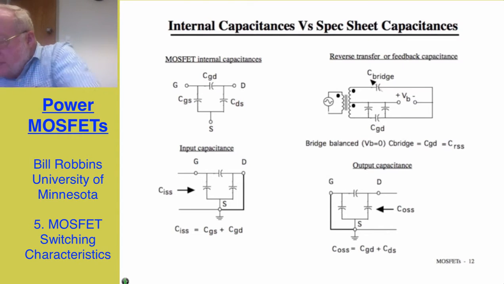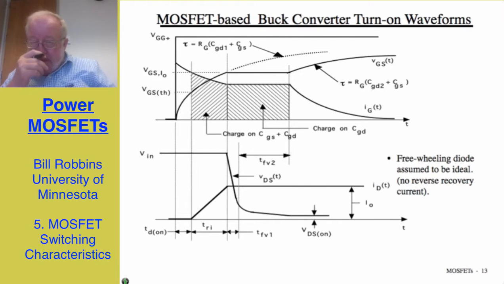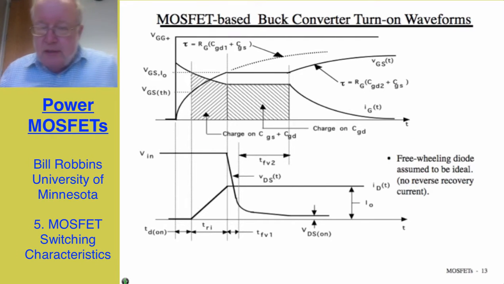Alright, now we get down to the important details, which are, if I turn the MOSFET on and off, what do the waveforms look like? Well, here is the MOSFET-based buck converter at turn on. At t equals 0, I ramp up the driving voltage from 0 to V sub GG plus in a step function-like manner. However, the gate to source voltage doesn't immediately jump because we're charging up the gate to source terminals through that resistor R sub G.